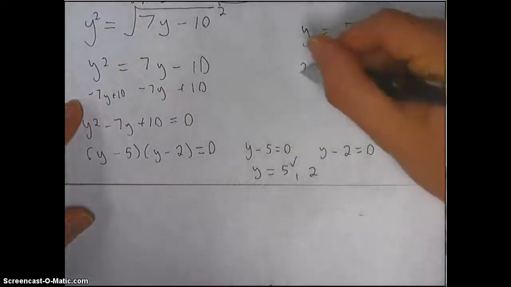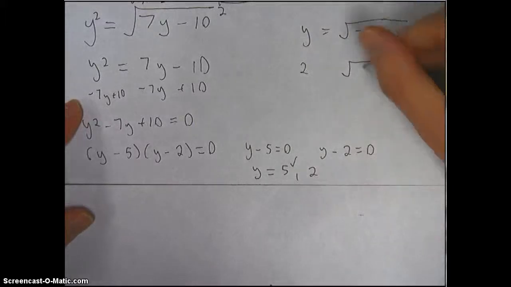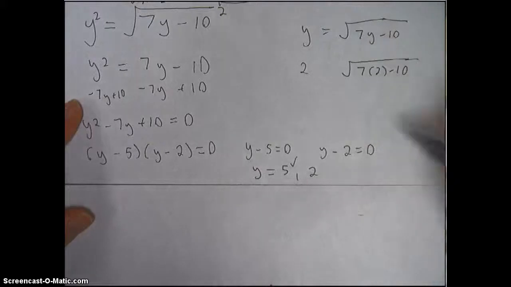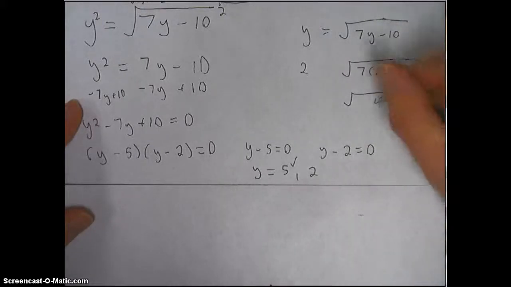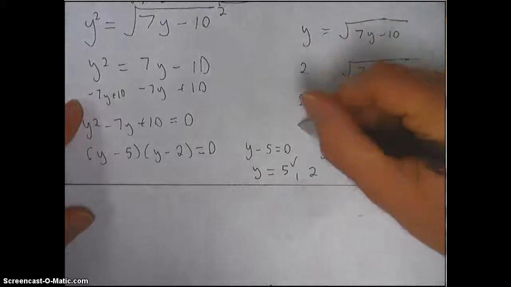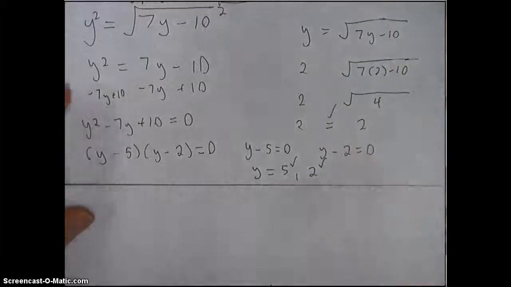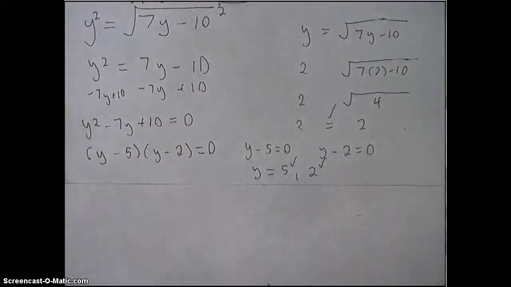Let's check this one. So y is 2. Square root of 7 times 2 minus 10. Alright, 7 times 2, that's 14. Minus 10 is just 4. Okay, great. So 2, and this is the square root of 4, that's equal. That checks out. This one's a check too. So this one has two solutions, 5 and 2. There's no extraneous solutions in this one.